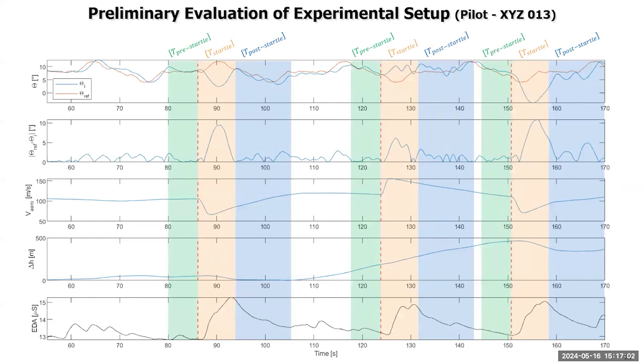Preliminary evaluation of our experimental setup was done on a sample of 6 pilots of varying age and piloting experience, and the results of one of those pilots are shown on this slide. 3 separate Startle events are marked with a vertical dashed line, with aforementioned periods pre-Startle, Startle, and post-Startle marked in color around each Startle event.